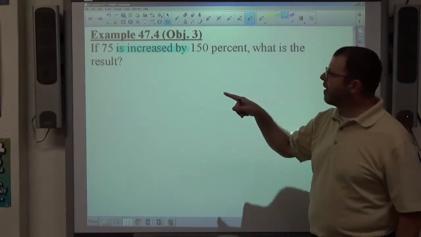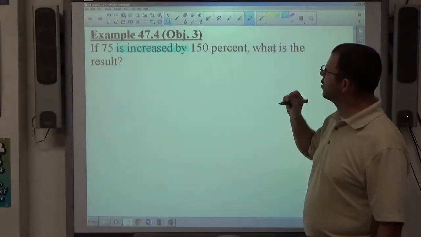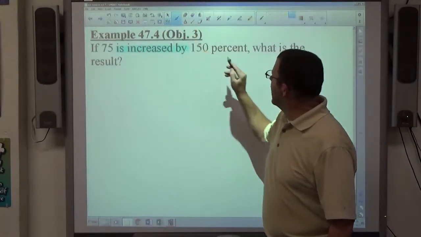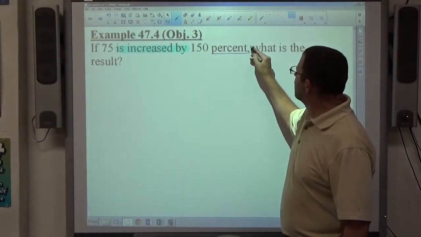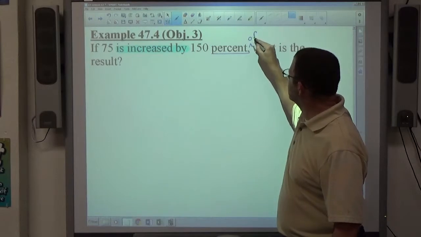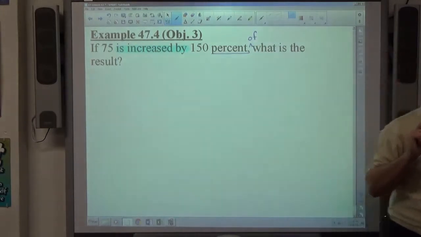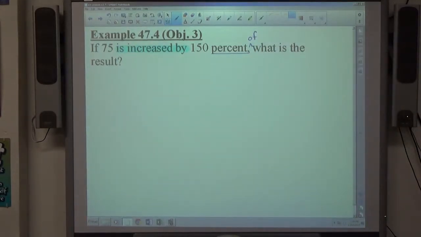Now it's saying 75 is increased by 150%. What is the result? So, anytime you see percent, the word of is supposed to happen after the word percent. Okay, and it doesn't in this problem. So what I want to do is I want to manufacture the word of, and I want to get the correct number next to it in order to create the correct structure.